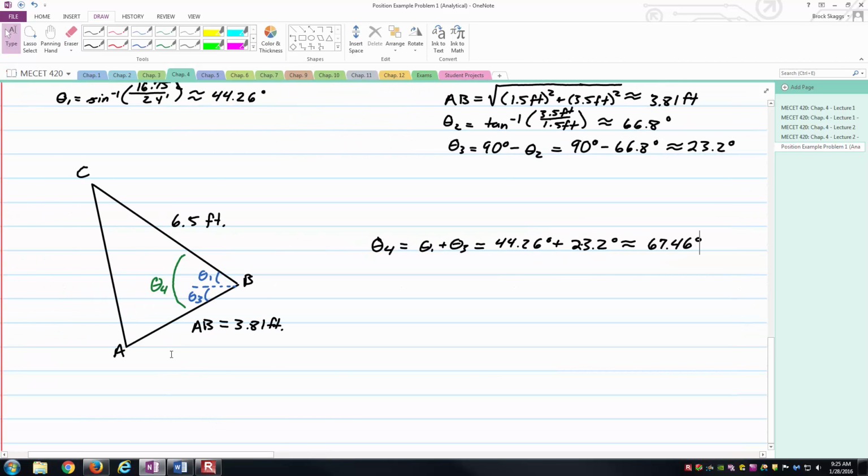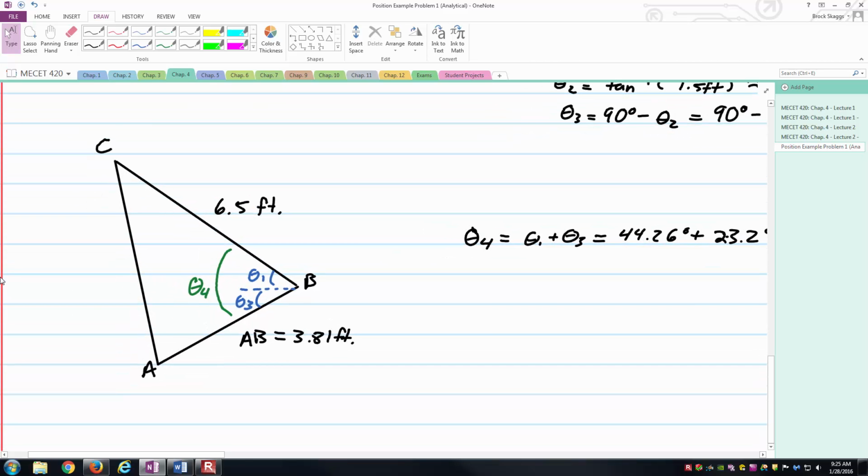Now we just need to use law of cosines, right? We know one side length, we know a second side length, we know the included angle, so law of cosines should allow us to calculate this distance between points A and C, or what we're calling the length of the cylinder here.